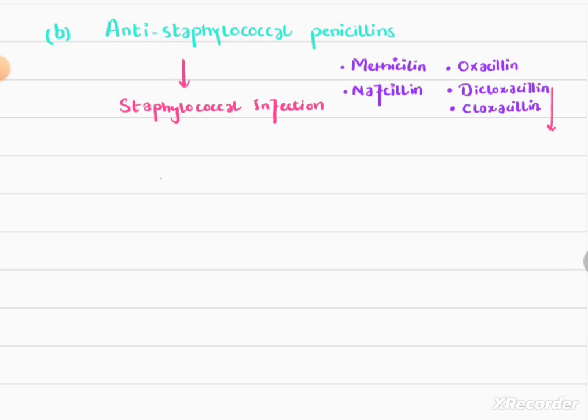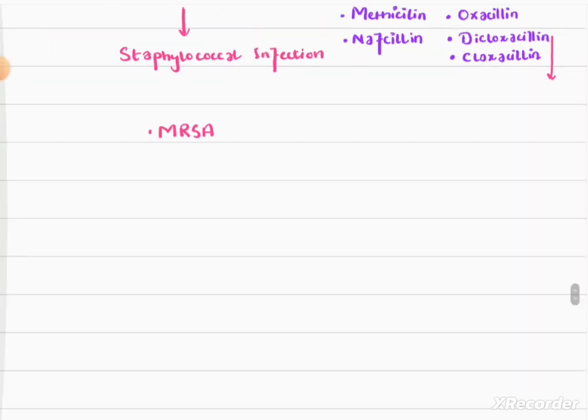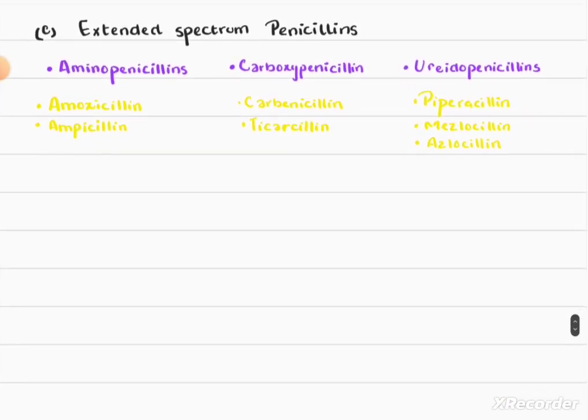Also, we have grown resistant strains of staph, which are known as MRSA, methicillin resistant Staphylococcus aureus. Because of the emergence of this kind of resistance, these drugs are now obsolete. But we must know them, because they are the second group of the penicillins. The third class of the penicillins is the extended spectrum penicillins. These are the most widely used penicillins nowadays, and they have a very wide spectrum of infection coverage.